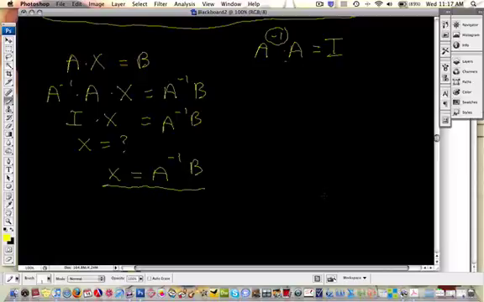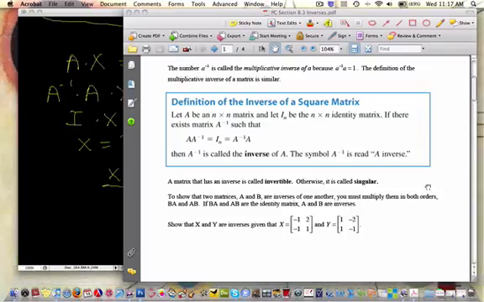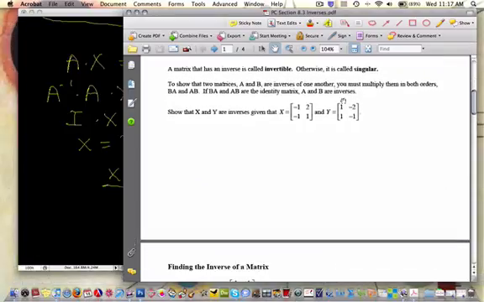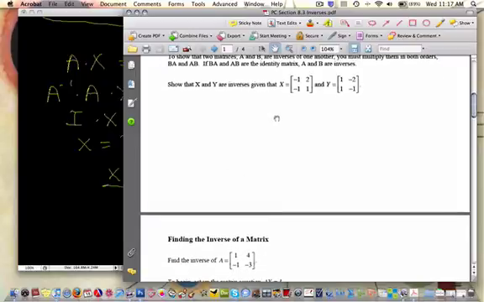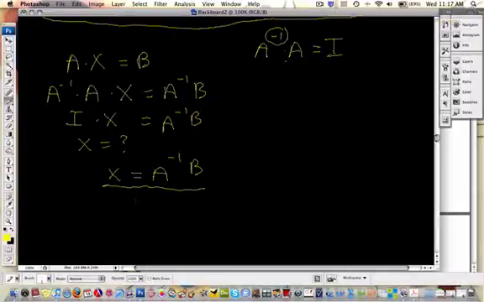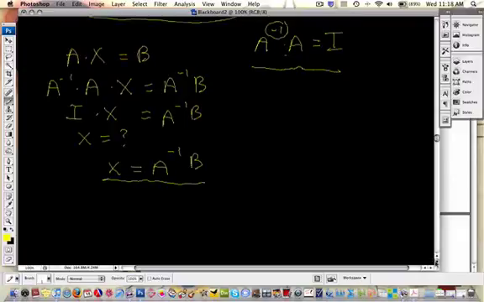Okay. Let's look at an example problem. The most basic type of problem that we could look at is I could give you two matrices like I'm doing here and ask you if they're inverses or not. That one's fairly simple. Since we know that a matrix and its inverse multiplied will equal the identity matrix, we can simply test that.